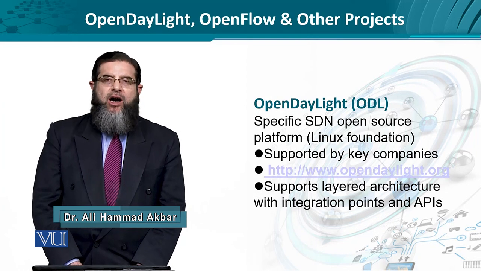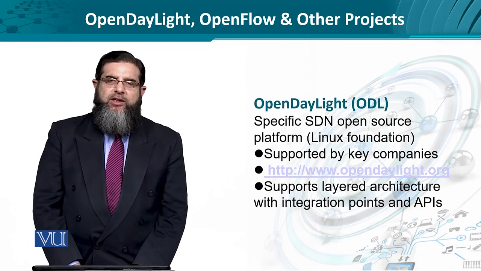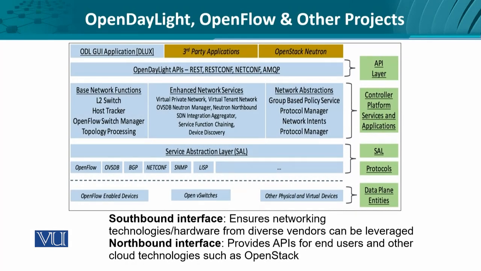OpenDayLight supports a layered architecture with integration points for the network entities as well as for the users through APIs. So if we look at the layered architecture, on the top we have the application programming interface layer. Here we have the OpenDayLight graphical user interface. Example is Deluxe. We could also have third-party applications, or we could have the GUI-based emulator control such as Neutron, which is from the OpenStack community. Then we have the OpenDayLight APIs based on REST and NetConf and the advanced message queuing protocol. So these are different variants. This is the application layer or the API.